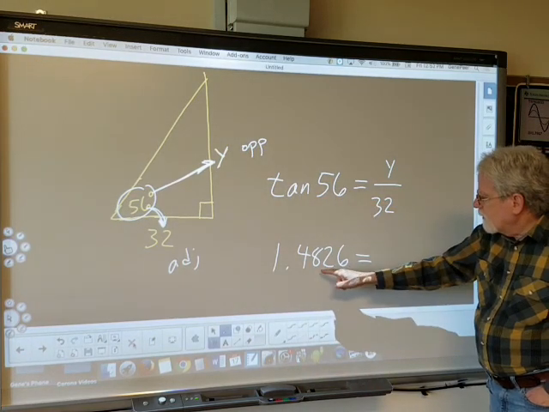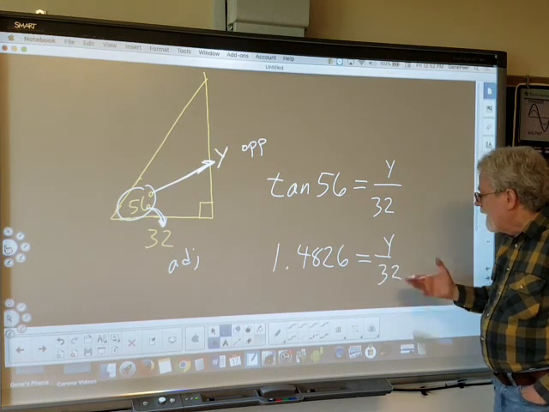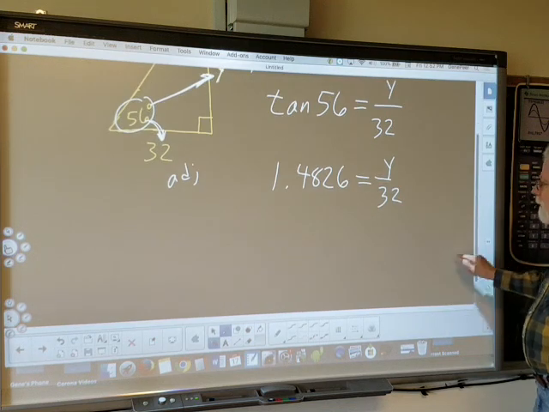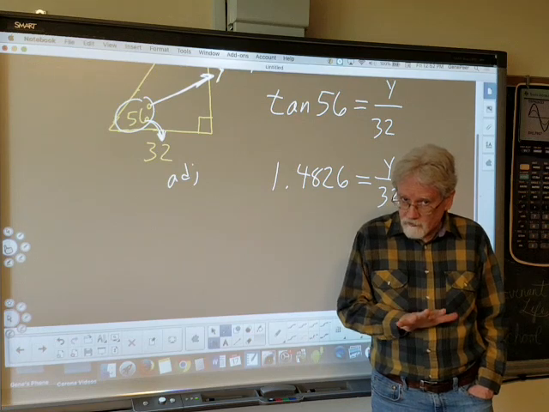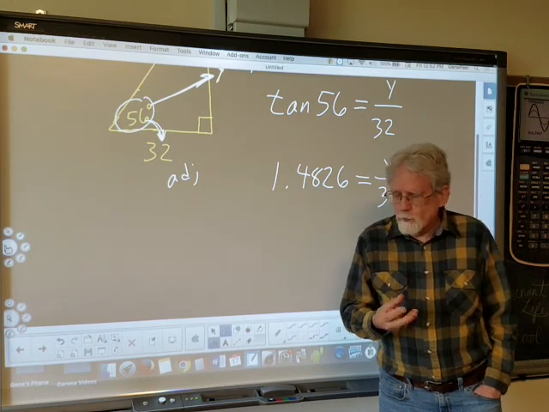So, I have looked up the tangent of 56. I got 1.4826. I bring down my y over 32. How do I now solve for y? Pretty easy, isn't it? All you do is multiply both sides. By the way, this is very basic algebra. Please do not tell me you don't know how to do this. Just keep it a secret and watch the quick review.